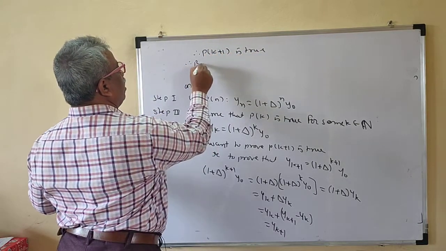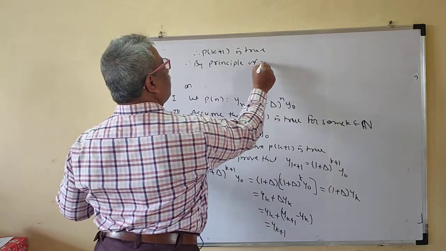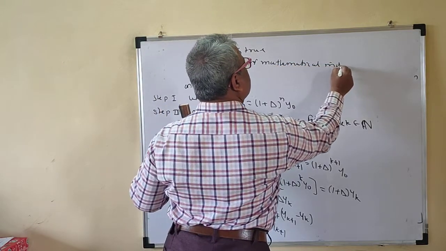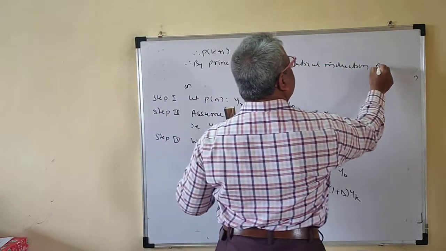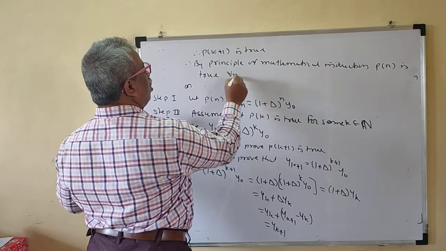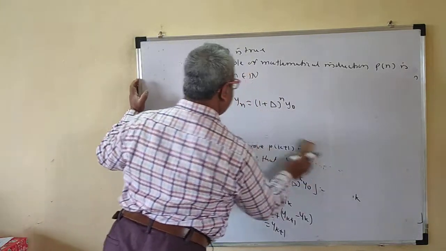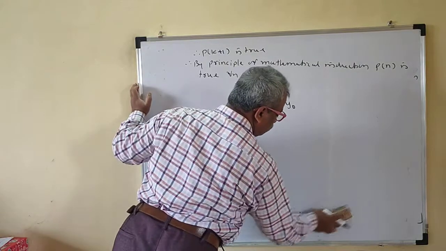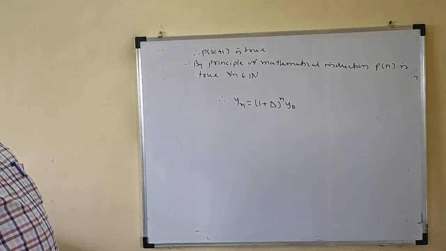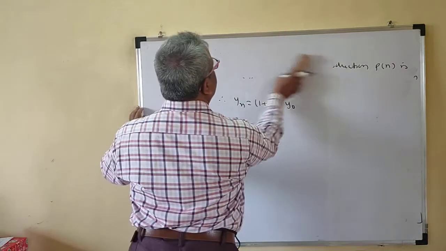So therefore by the principle of mathematical induction, Pn is true for all n belonging to n. Okay. So therefore yn is equal to 1 plus delta to the power n y naught. So we have proved this with the help of mathematical induction. Okay.